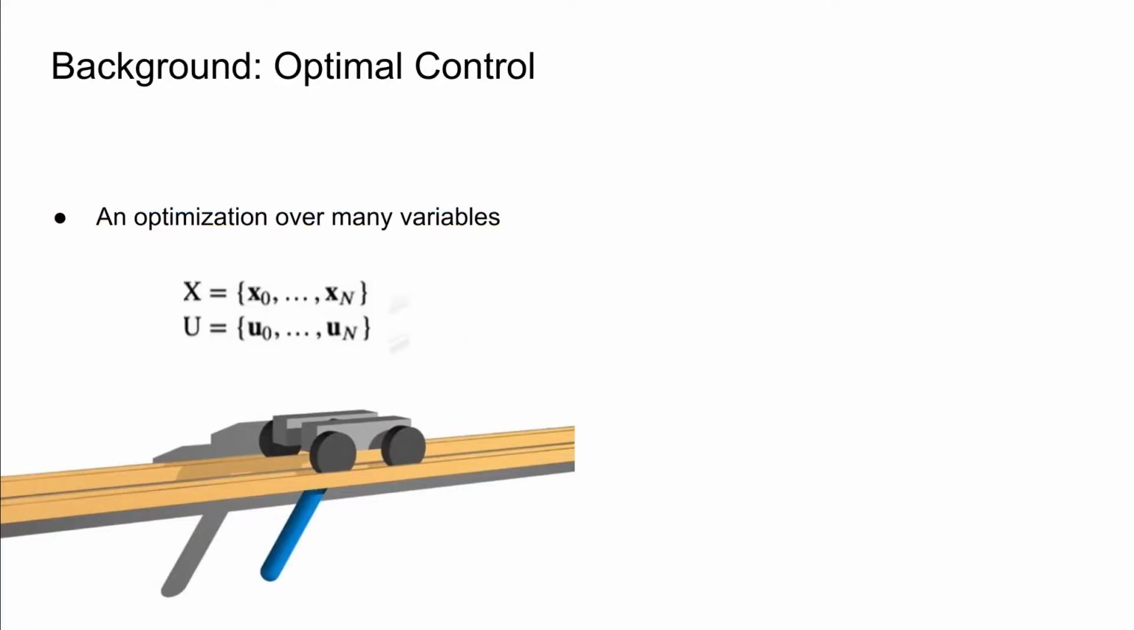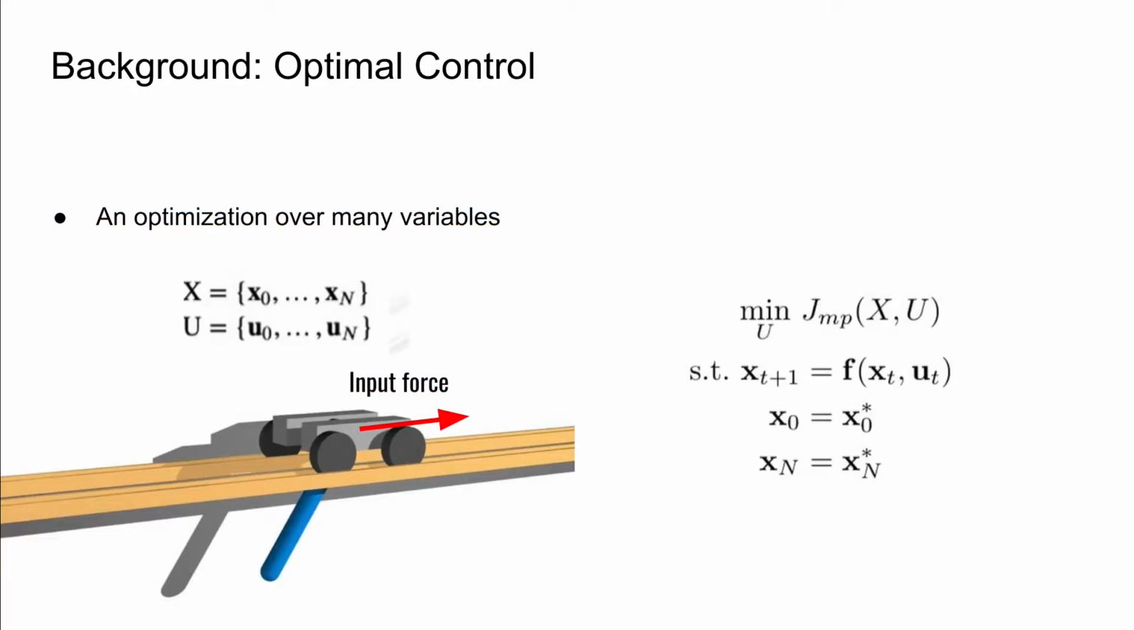In this paper, we consider optimal control, which is a way of solving a motion planning problem, or planning a motion. A motion is a collection of states, positions and velocities, x, and controls, or forces, u. For the cart-pole here on the left, the controls are the forces applied to the cart. On the right, we formulate the simple optimal control problem. We optimize a motion planning cost, J, subject to constraints. The first, that we obey physics, that we start at a known state, for the cart-pole this is with the pole pointing down, and end at a goal state, and for the cart-pole this is with the pole pointing up.